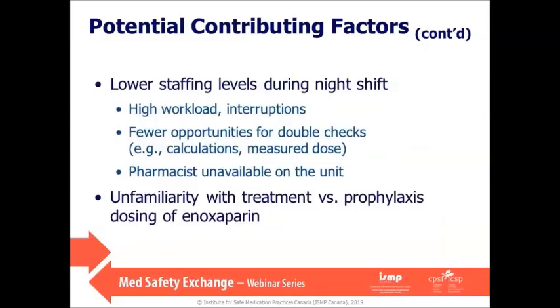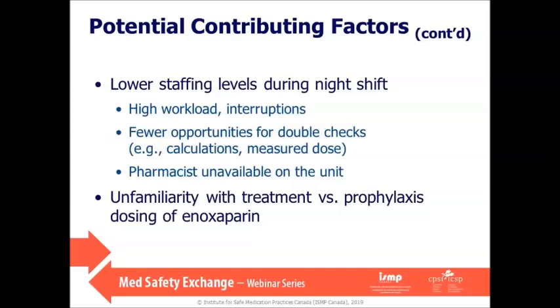So some other potential contributing factors: we do have lower staffing levels during the night shift. It's my understanding that's fairly regular across hospitals. So what does this lead to? Could be higher workload, interruptions. The scheduled staff were there, so it was not short due to illness or sick calls, but the ratio of patients to nurse does increase. Fewer opportunities for staff to get a double check, if they were inclined to ask for a double check on something when it comes to administration.